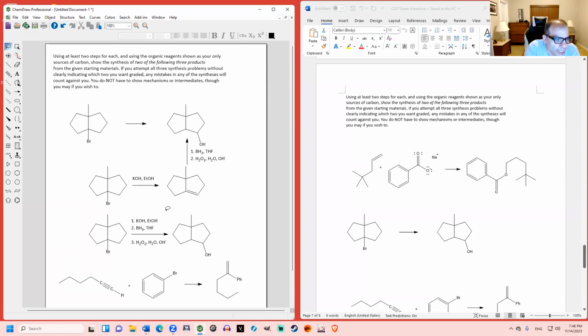Would it get partial credit? Probably. But I don't think it's the best answer. I think the best answer is by an E2 elimination.